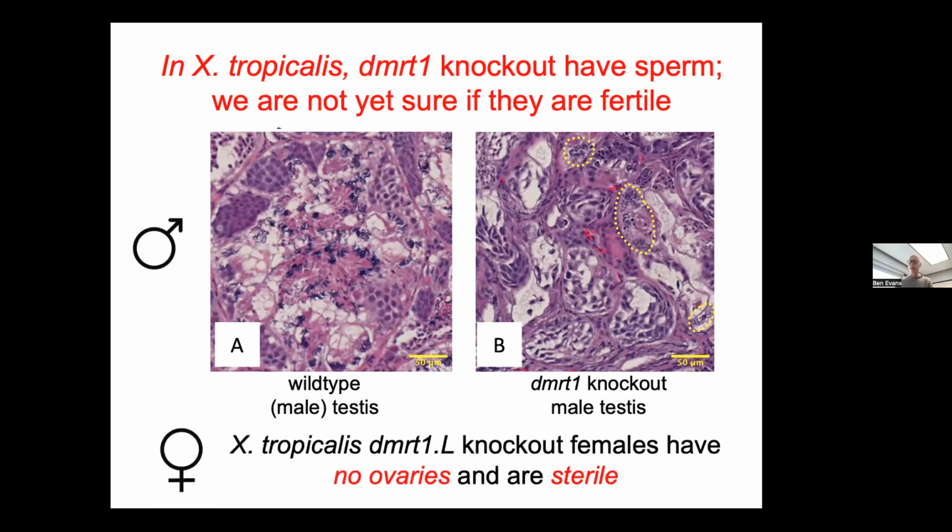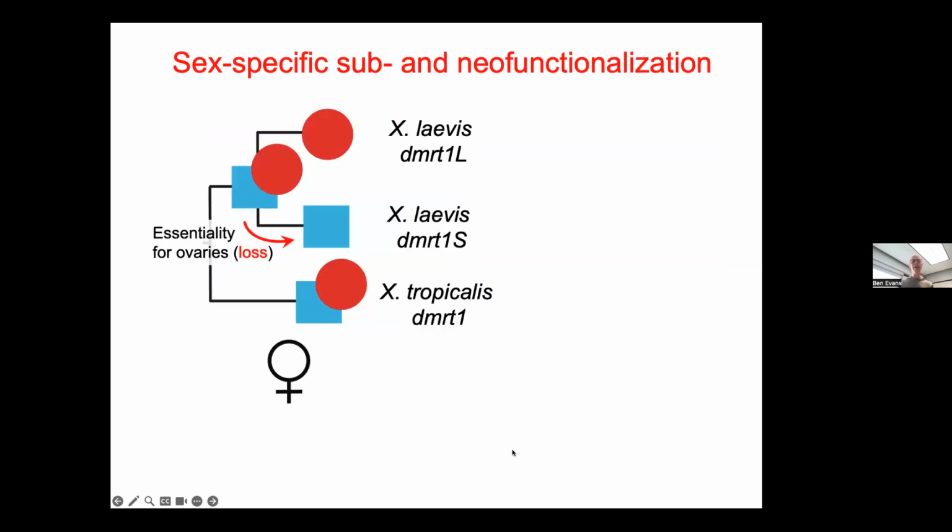Females, interestingly, had a different phenotype where there are no ovaries and they were completely sterile, obviously, because they have no eggs. And so we see a sort of similar phenotype. It's actually DMRT1, not DMRT1L, for tropicalis, as we see in the DMRT1L knockout in laevis. And so that allows us to make an evolutionary interpretation of how function changed over time.